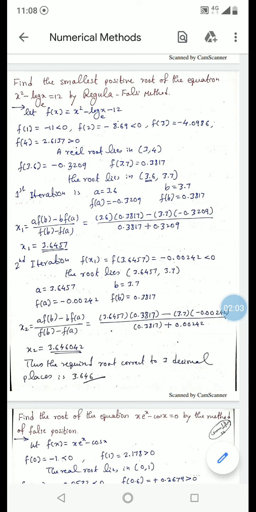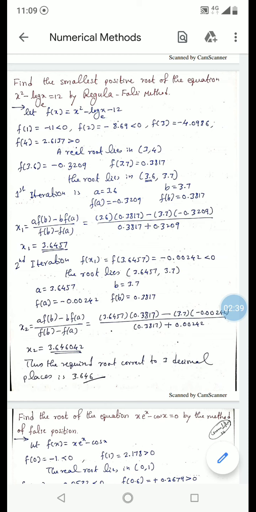So let us solve the example by iterative process. First iteration, here we require a and b. So a is equal to 3.6, b is equal to 3.7, f of a is equal to minus 0.3209, f of b is equal to 0.3817. So put in the Regula-Falsi formula. The first iteration is denoted as x1. x1 is equal to a into f of b minus b into f of a divided by f of b minus f of a. Put all 4 values from the given a, b, f of a, f of b, we get x1 is equal to 3.6457. So it is x1.